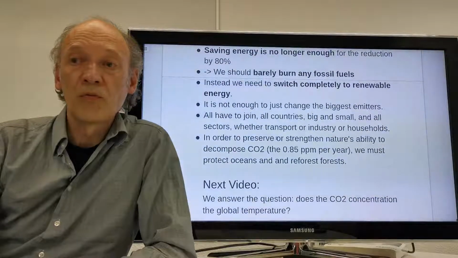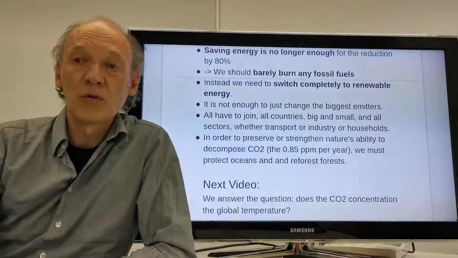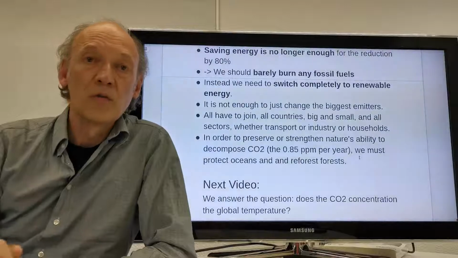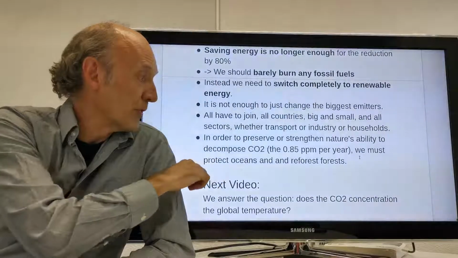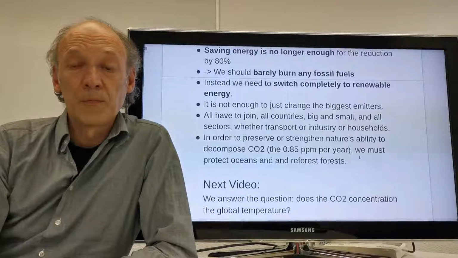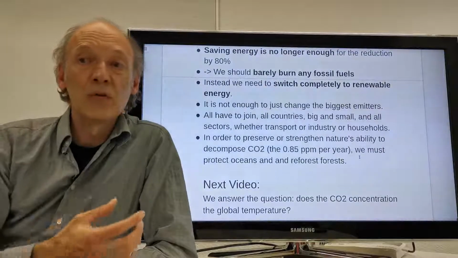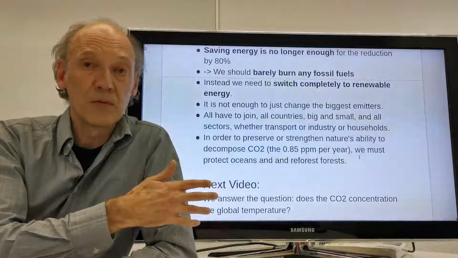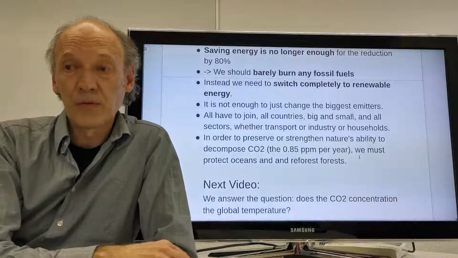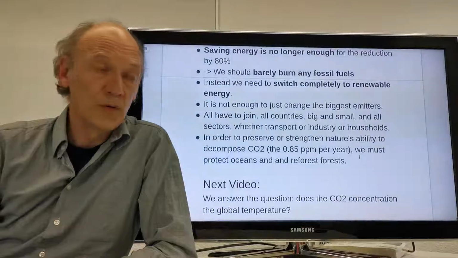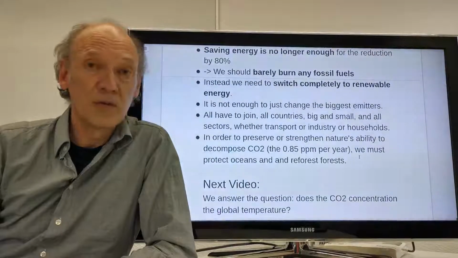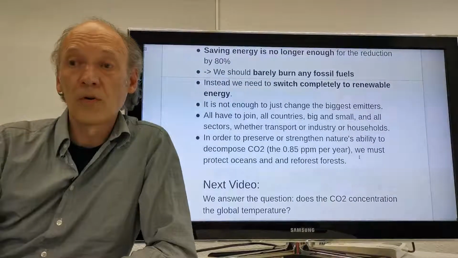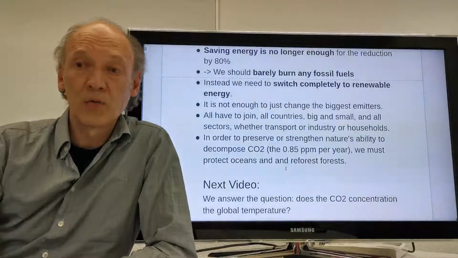In order to preserve or strengthen nature's ability to decompose CO2, which is the 0.85 ppm per year, we must also protect oceans and reforest forests so that they're able to continue to absorb this level. At the moment we do the opposite, right? We deforest the forest and also the oceans are getting more acidic, which means there's less life and less absorption of CO2. So this is also crucial, to have nature absorb CO2.